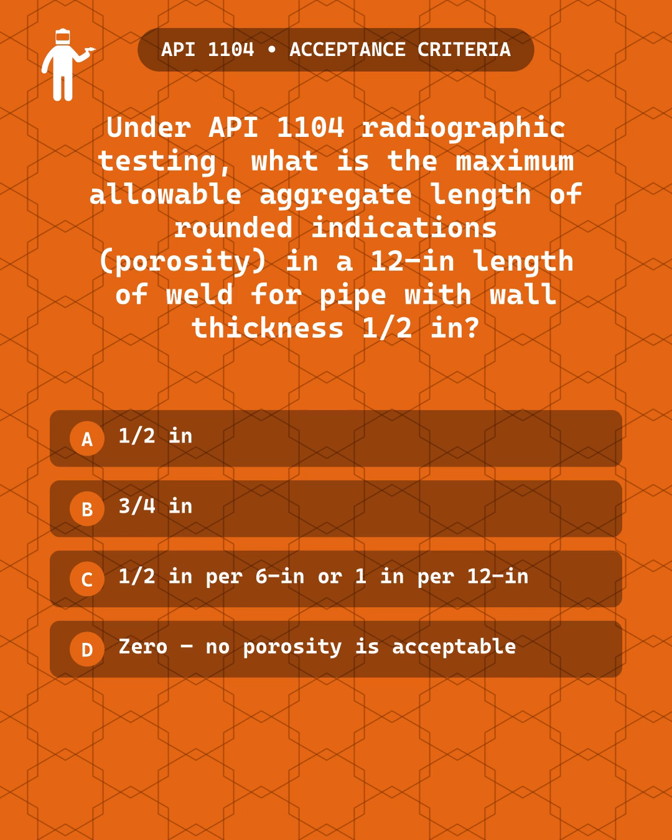Question 9. Under API 1104 radiographic testing, what is the maximum allowable aggregate length of rounded indications in a 12-inch length of weld for pipe with half-inch wall thickness? A. Half an inch, B. 3/4 of an inch, C. Half an inch per 6-inch or 1 inch per 12-inch length, or D. 0? No porosity is acceptable.